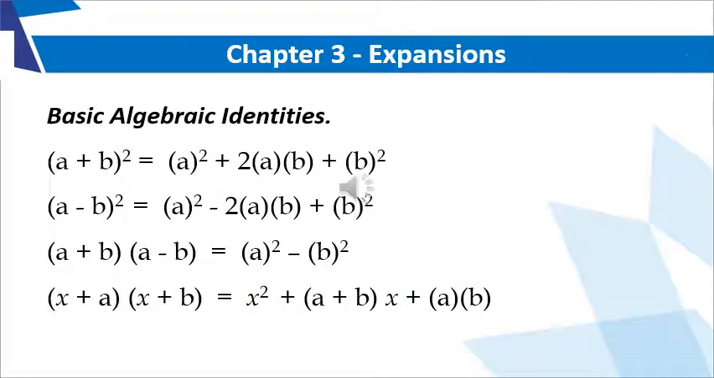Basic algebraic identities that you studied are: (A plus B) the whole square equal to A square plus 2AB plus B square. (A minus B) the whole square equal to A square minus 2AB plus B square. (A plus B)(A minus B) is equal to A square minus B square. (X plus A)(X plus B) is equal to X square plus (A plus B)X plus AB.